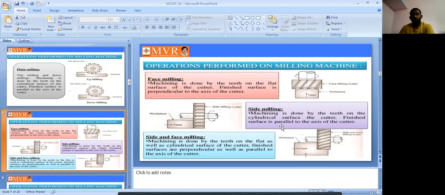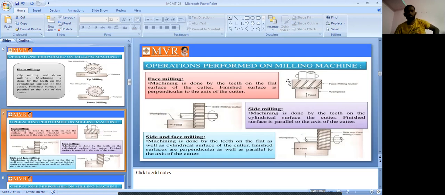In each and every operation, the machining is done by the teeth only. In the cutter we are using the teeth. By using the teeth, we are removing metal from the workpiece, the material or whatever it is. So this machining is also completed by the teeth. The machining is done by the teeth on the cylindrical surfaces of the cutter. The finished surface is parallel to the axis of the cutter, which is known as side milling. So this is side milling, where we do the machining operation on the side.